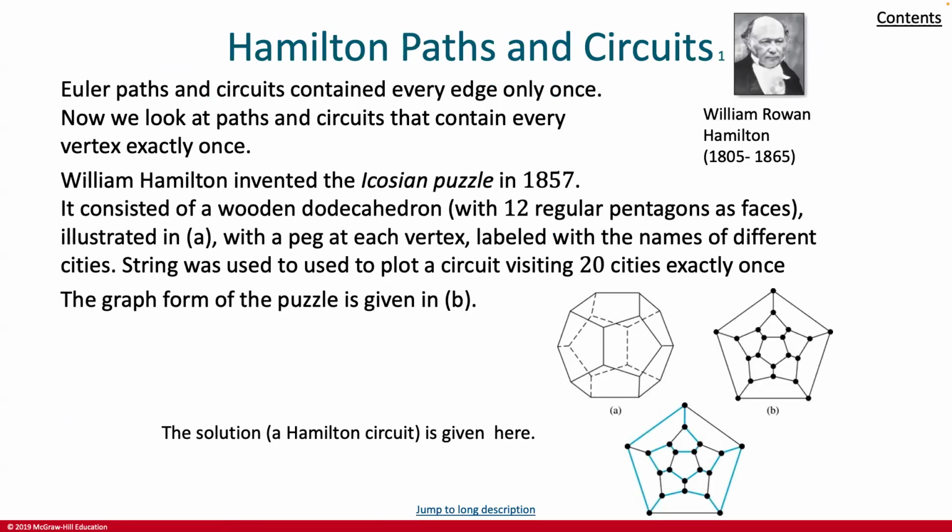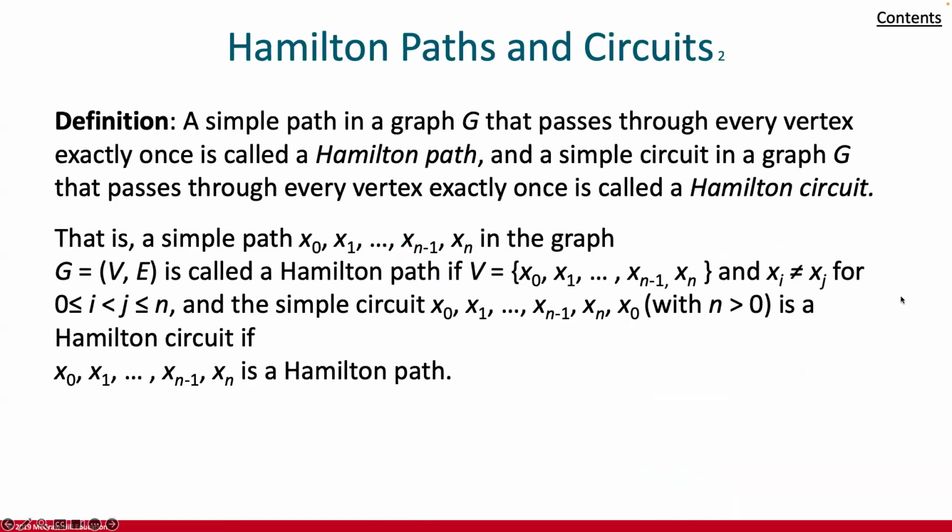Another very interesting area that we'll just have to save for another time, rather than getting into details about that now. Okay, now we have Hamiltonian paths and circuits. So Euler paths and circuits contain every edge only once. Now we look at paths and circuits that contain every vertex exactly once. And so this is going to be harder to try and come up with a way to show when this will work.